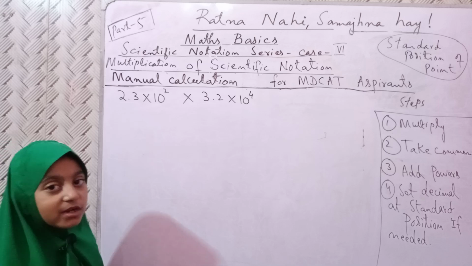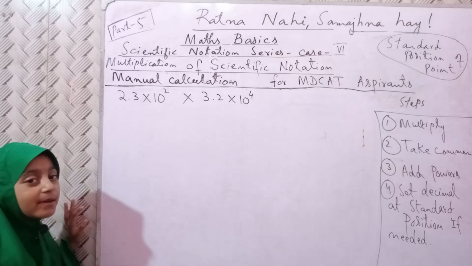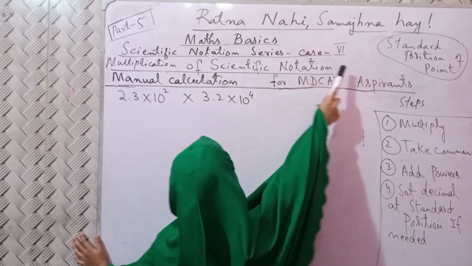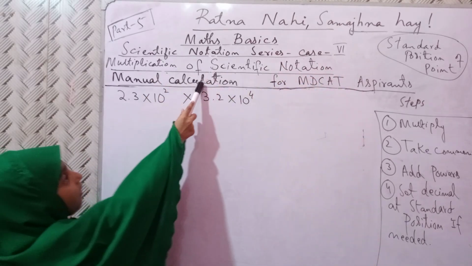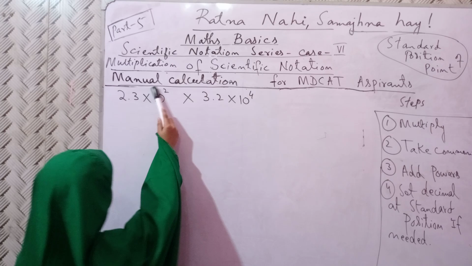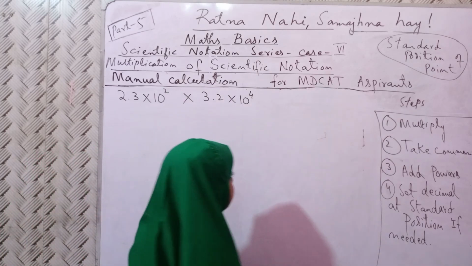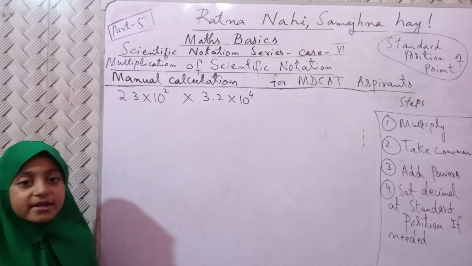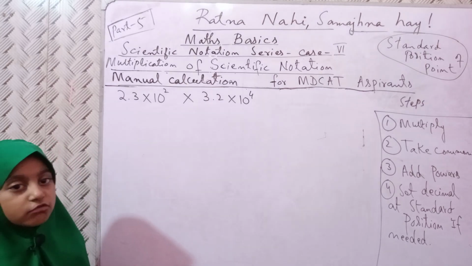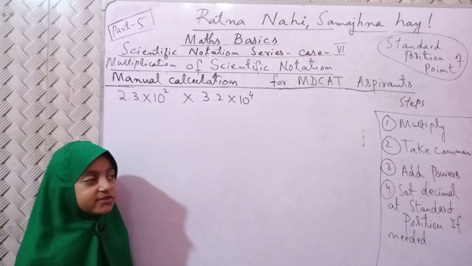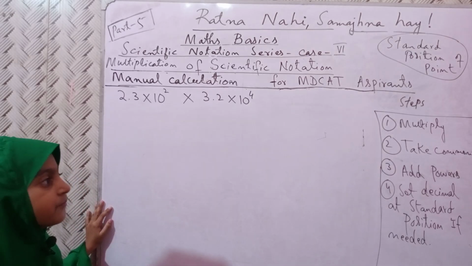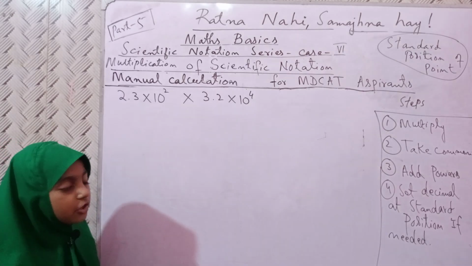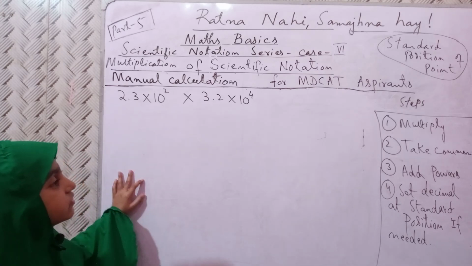Today we are going to learn maths basics. In maths basics, we will see scientific notation series 6, multiplication of scientific notation, manual calculation for MDCAT aspirants. My dear MDCAT aspirants, I know in your MDCAT test you will not be allowed to use a calculator. That's why I will teach you how to do manual calculation. For example, see this question and see the steps. When you do not follow the steps, you cannot solve it.